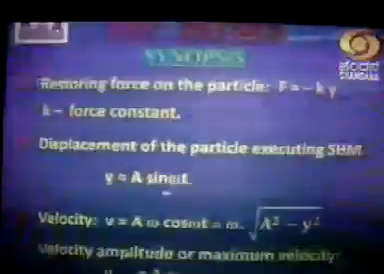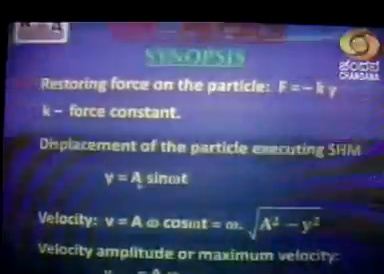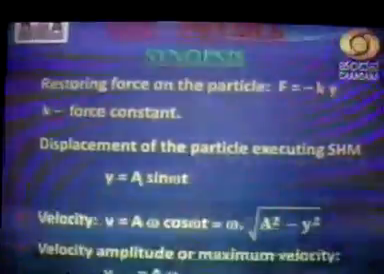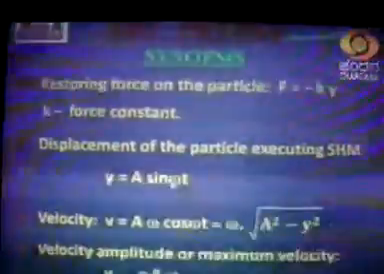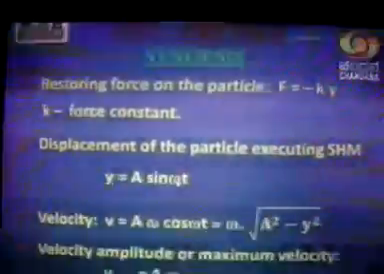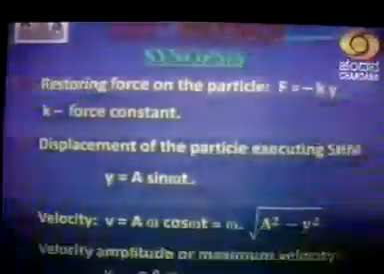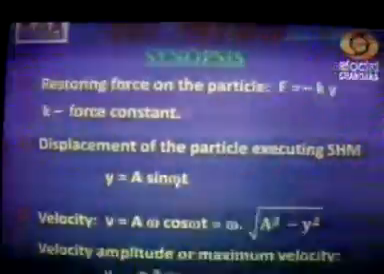Then displacement of the particle executing SHM is represented by the equation y equal to a sin omega t, where a is the amplitude of the particle, it is the maximum displacement from the mean position, and omega t is the phase of the particle, where omega is the angular frequency of the particle, which is expressed in radians per second.